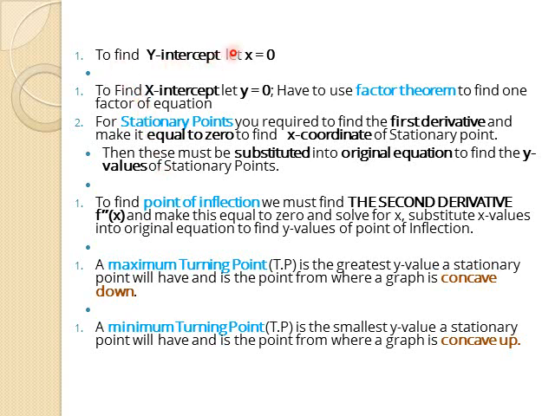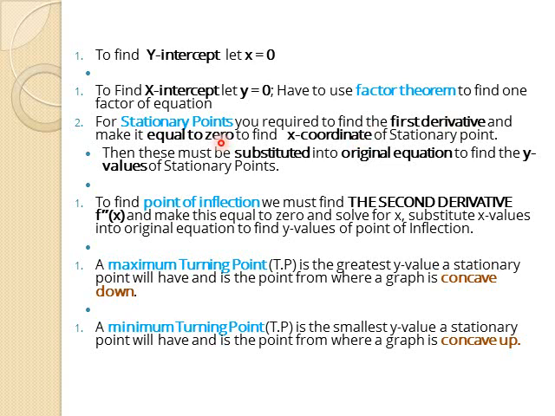To find the y-intercept, as usual, we let x equal 0. To find the x-intercept, y is 0. We're going to have to know how to use the factor theorem to find one factor of the equation before we can factorize further. For stationary points, we'll find the first derivative and solve for x.